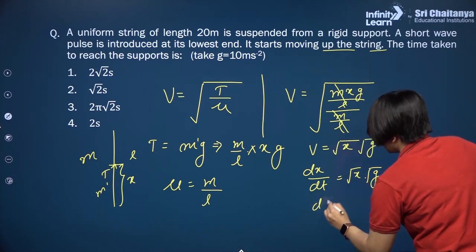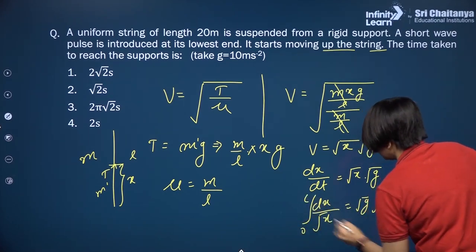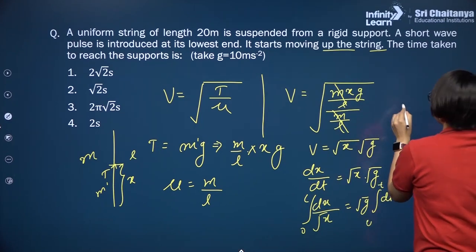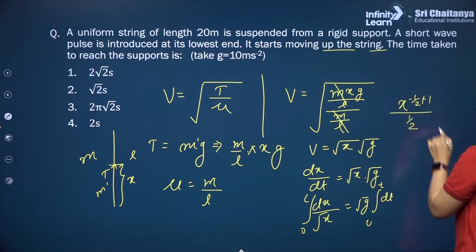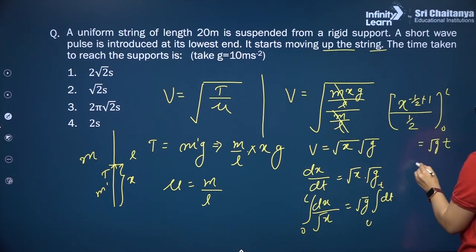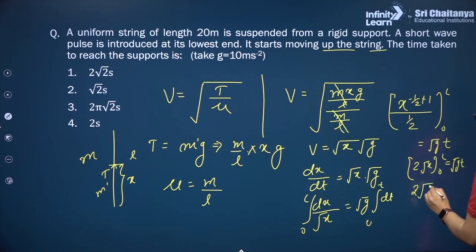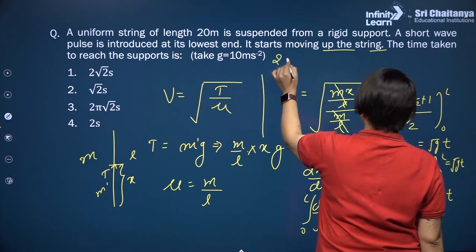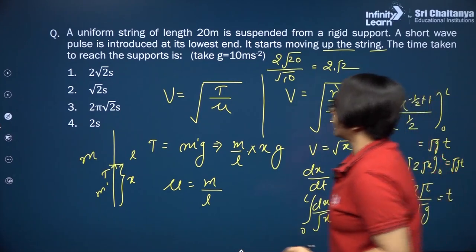Right. So over here, dx upon under root x is equal to under root g dt, integrated from 0 to l on one side and from 0 to t on the other. So this will give you x to the power minus 1 by 2 plus 1, divided by 1 by 2, from 0 to L, and that is equal to under root g t. So this will be 2 under root x from 0 to L equal to under root g t. So 2 under root L divided by under root g is equal to t. So this will be 2 under root 20 divided by under root 10, which is 2 root 2 seconds. So the correct answer is option 1.